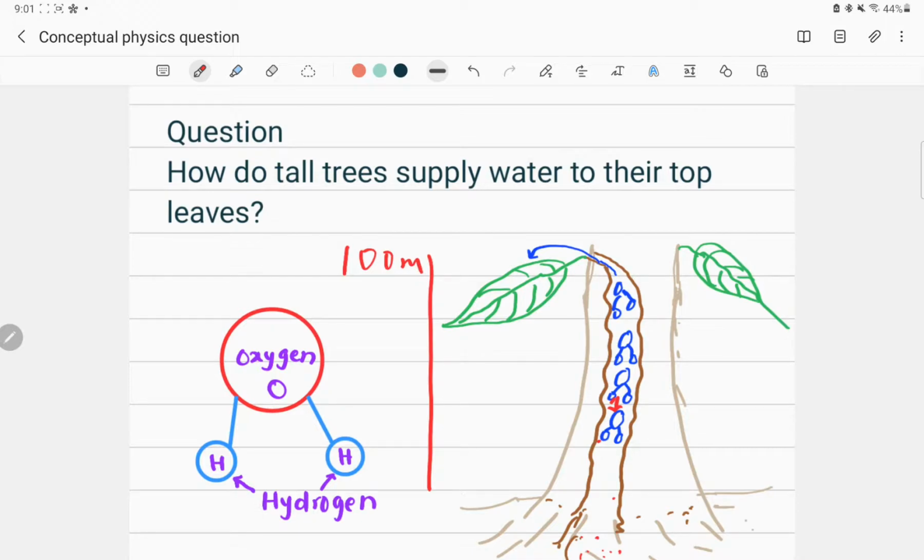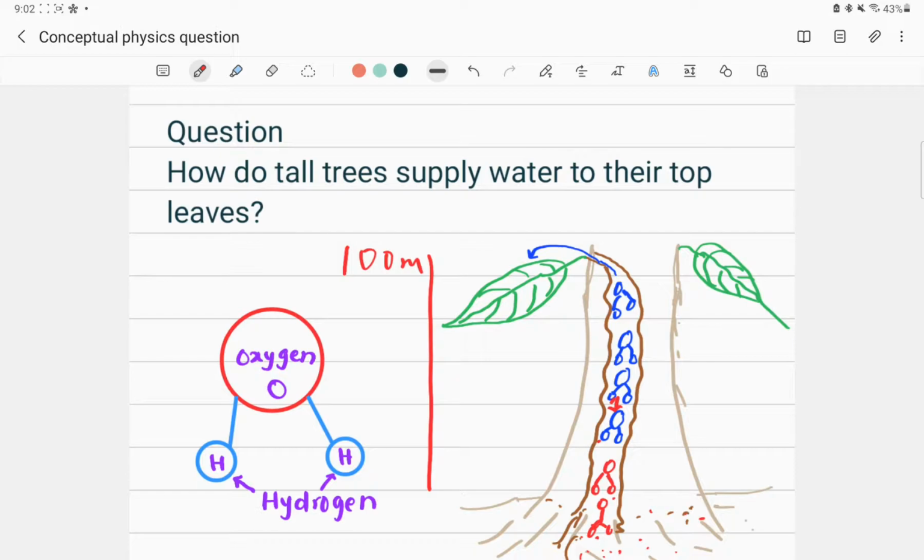To survive, they have to bring water molecules or liquids from the bottom of their roots to the top leaves so that they can carry out the photosynthesis process and prepare their food in the leaves. So what are the forces responsible to bring this water from the ground, from the roots, to the leaves?